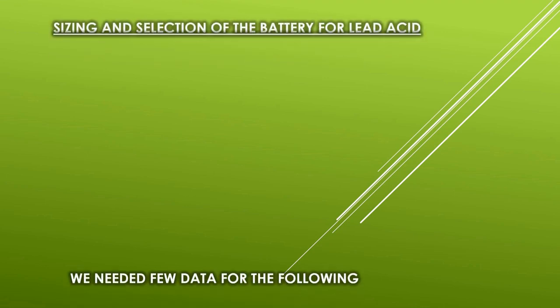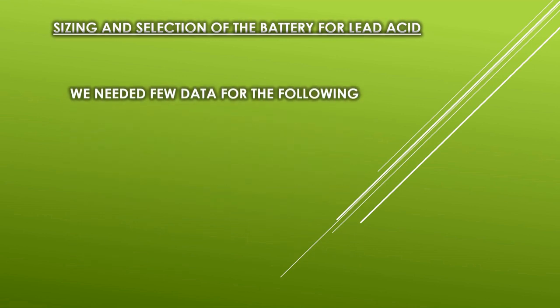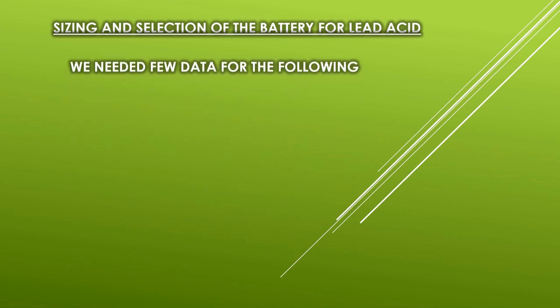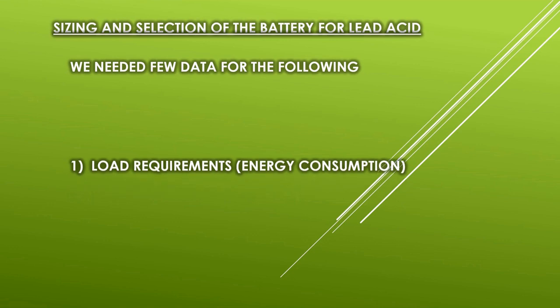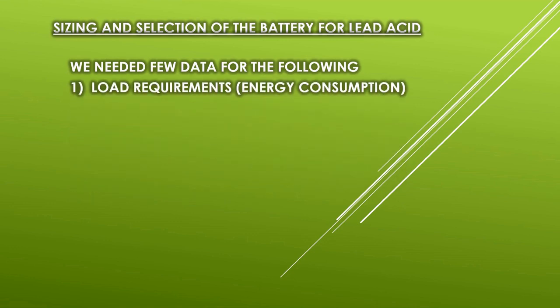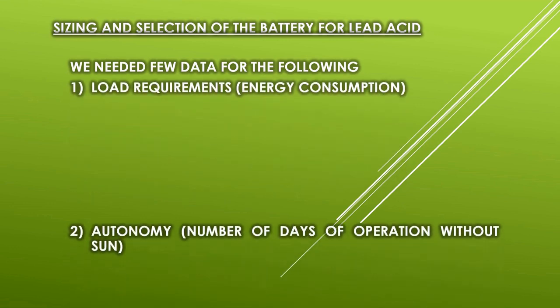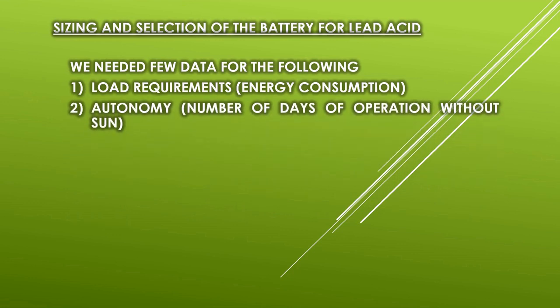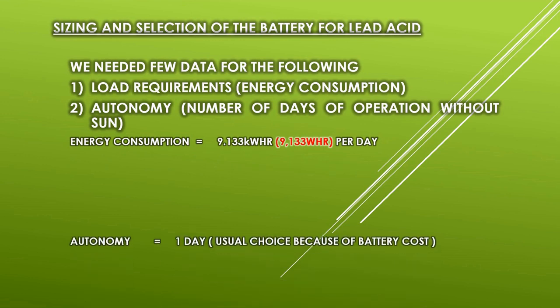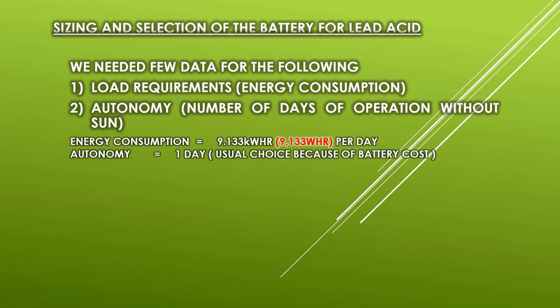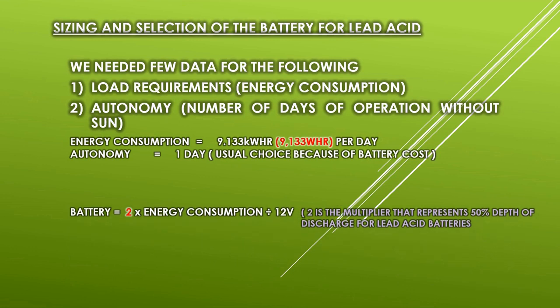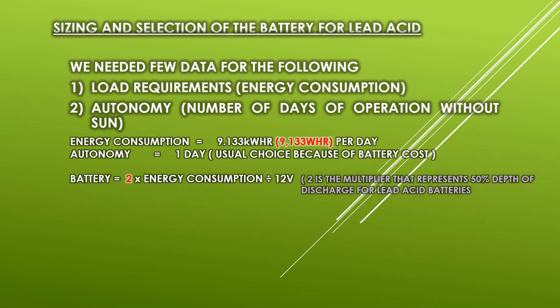Sizing and selection of the battery for lead acid. We need a few data for the following. Load requirements, energy consumption. Autonomy, number of days of operation without sun. Energy consumption equals 9.133 kilowatt-hour, 9,133 Wh, per day. Autonomy equals 1 day, usual choice because of battery cost.